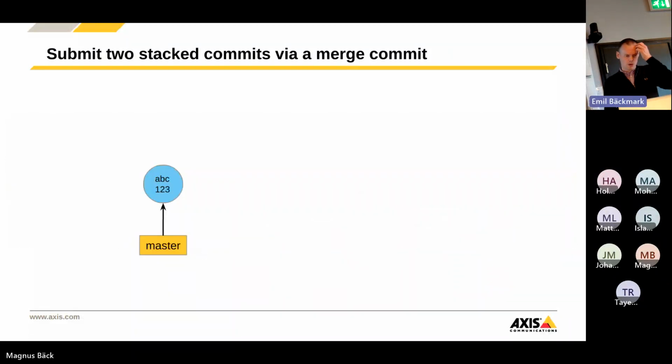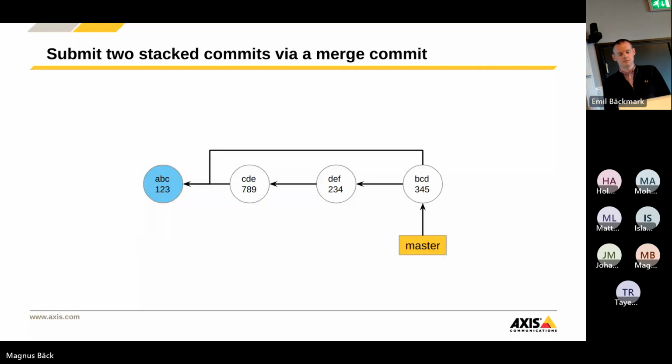Okay, so now we have a little bit of a twist on the first example, where we submit two stacked commits through a merge commit. We have those two commits, and in this example there are no concurrent changes on the master branch, so the merge commit is unnecessary. It could have been a fast forward merge. But that's really just to keep the example small.